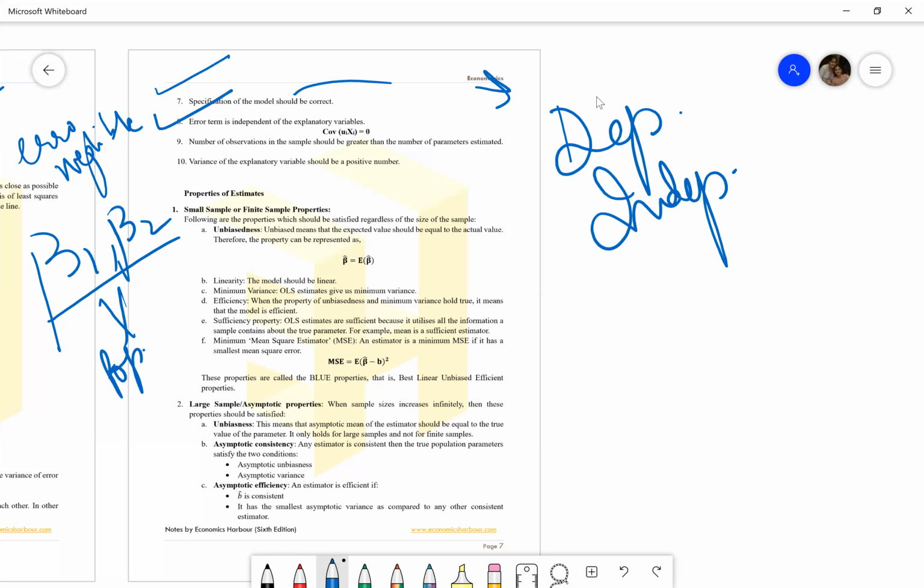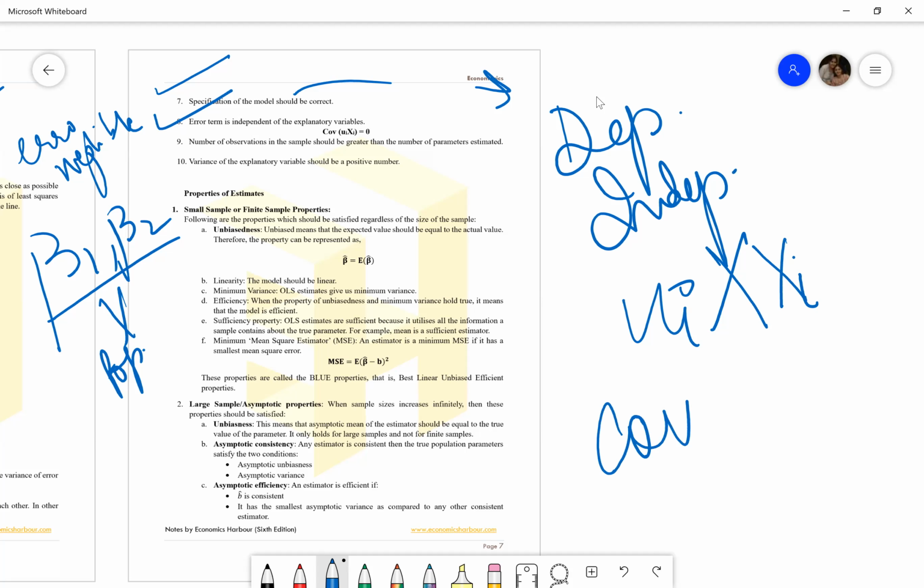Next is that there should not be any relationship between your error term and your explanatory variables, not at all. Your error term should be independent of all the variables. So the covariance between your error term and your explanatory variables should be 0.